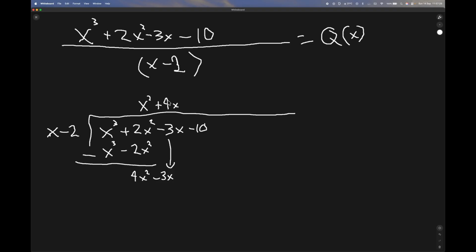Now we're going to go 4x times minus 2 is going to be minus 8x. And x squared times 4x times x is going to be 4x squared. Put a little minus sign. So now, these ones will cancel. Minus 3 minus minus 8. I like to just use a calculator because the minuses always trip me up. 5x.